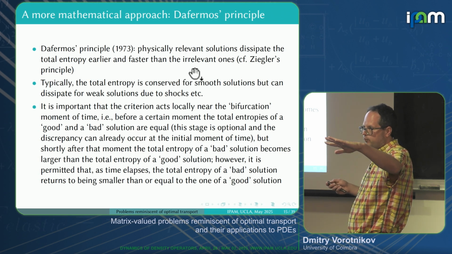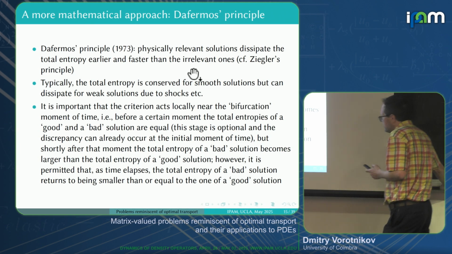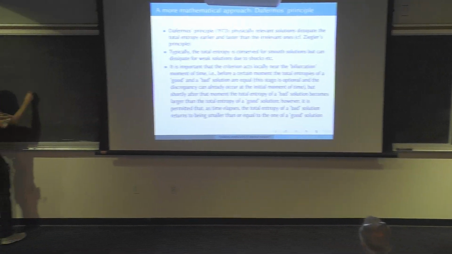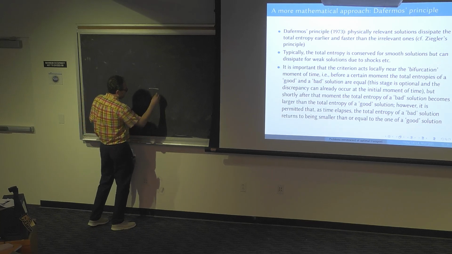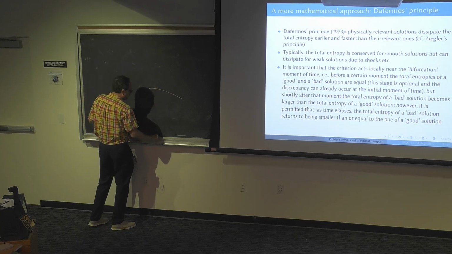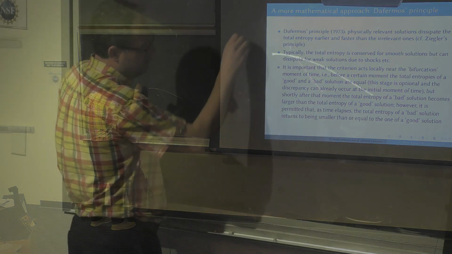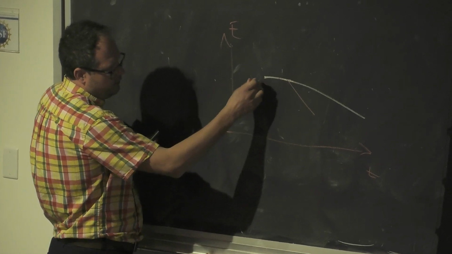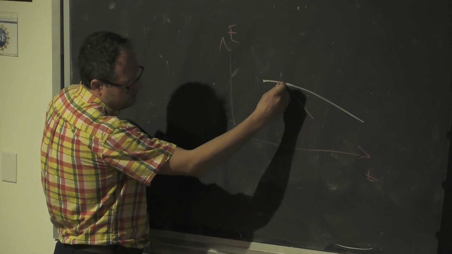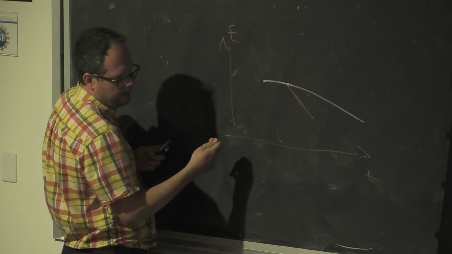Typically, first you have a smooth solution, and then, sorry, I will use the blackboard just for one moment. So typically what happens, you have a smooth solution at the beginning, probably unique. And then you have some bifurcation. So the correct solution, which Dafermos suggests, would minimize, so this is the entropy, and this is time. So the correct solution would dissipate the entropy faster than the others.